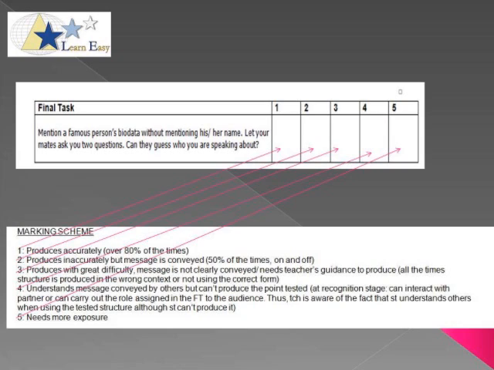In number 3, the student produces with a difficulty. The message is not clearly conveyed. The student needs the teacher's guidance to produce. In number 4, the student understands the message conveyed by others but can't produce the point tested. In number 5, the student needs more exposure.